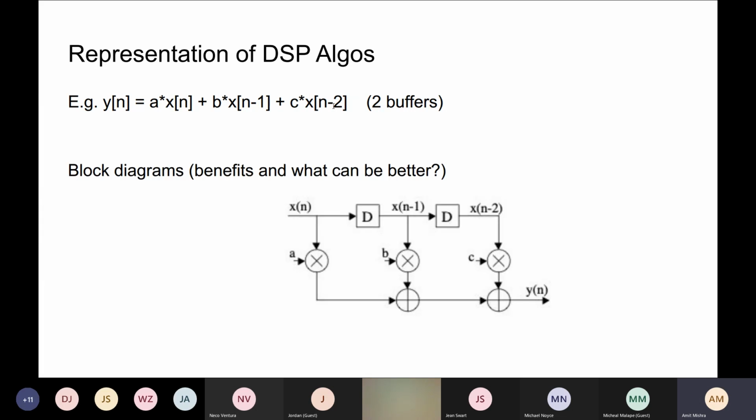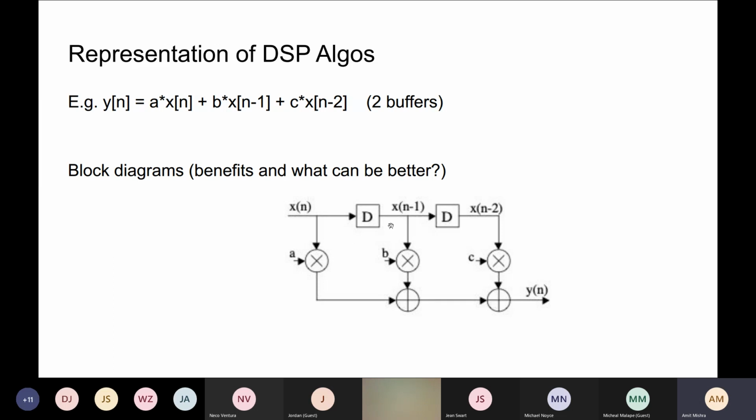Another way would be to draw a block diagram, again of the same equation. So comes x[n], one delay gives x[n-1], another delay gives x[n-2]. Then you multiply each of them, and then you accumulate or add all of them. Mostly, it's better to use generic blocks. For example, you can also use a 3-input adder, but it's better to use uniform adders, which take 2 inputs and give 1 output.